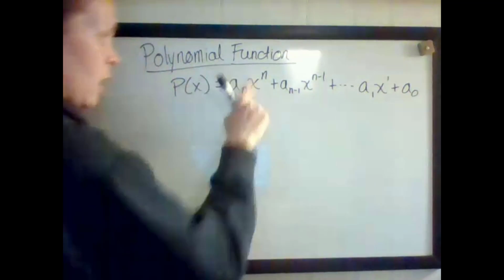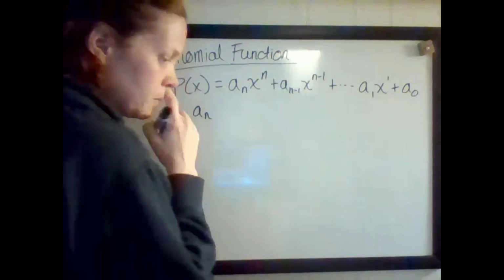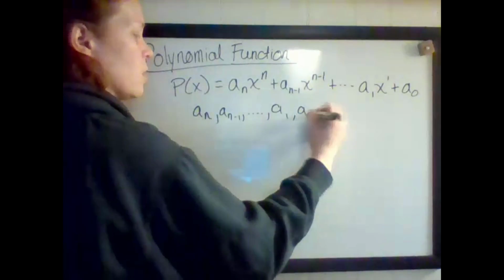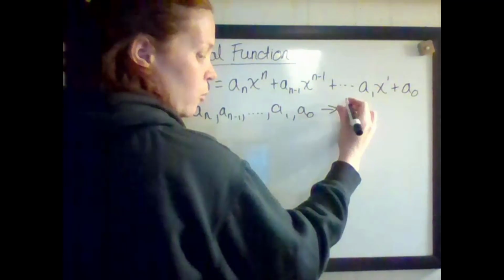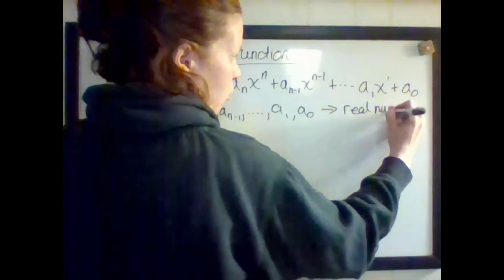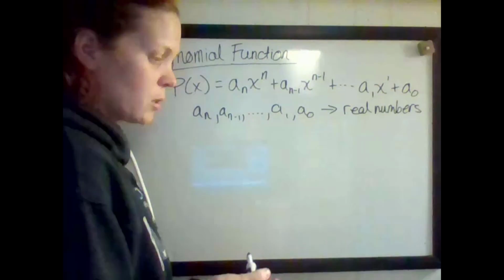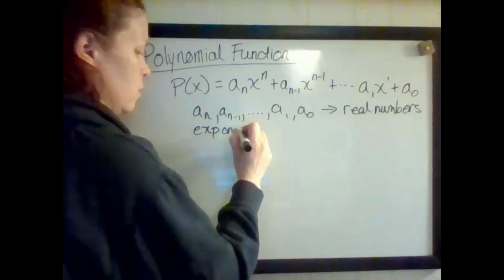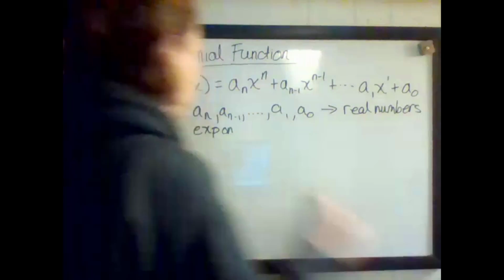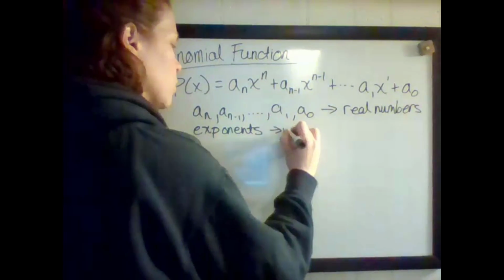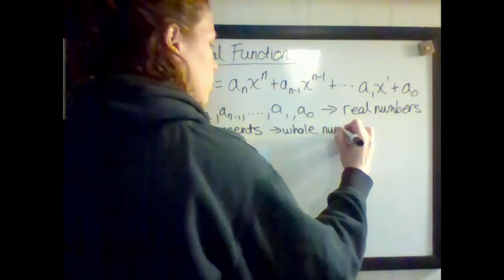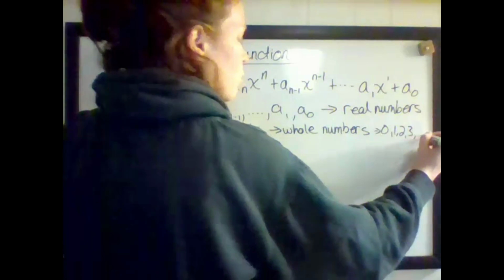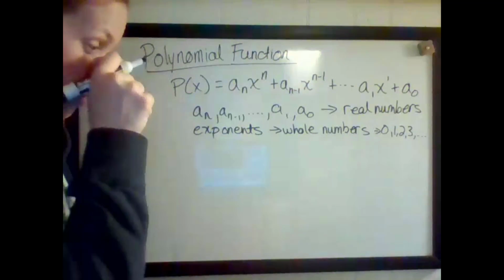So if we write it like this, the a sub n, a sub n minus 1, all the way down to a sub 1, a sub 0, these are all real numbers. So they're the coefficients, real numbers. And then the exponents, the n's, the exponents need to be whole numbers. And remember, whole numbers would be like 0, 1, 2, 3, and so forth, starting at 0. So whole numbers, no negatives.